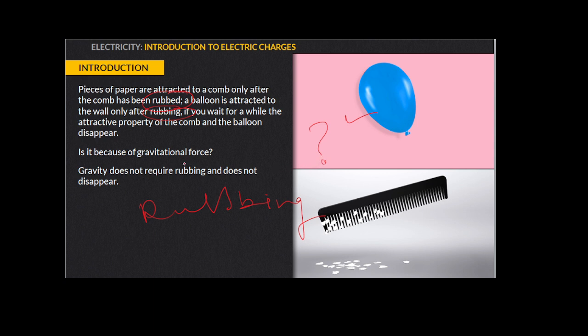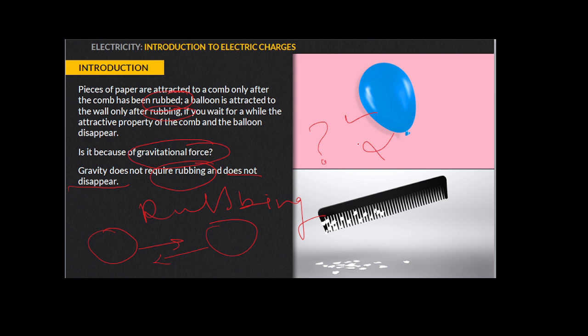Now, what is the reason behind this attraction and repulsion? You might think this is because of gravitational force. Gravitational force is nothing but the attraction force between two masses. But this is not gravity. Why? Because first of all, gravity does not require rubbing. Secondly, it does not disappear, it is always there. That's why we are on earth. So it is clear that this is not the gravitational force, right?